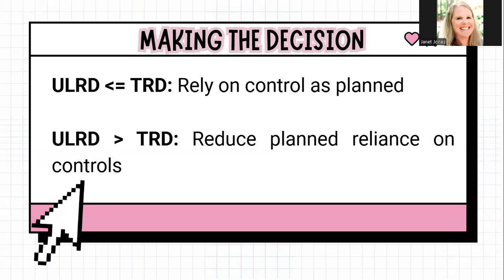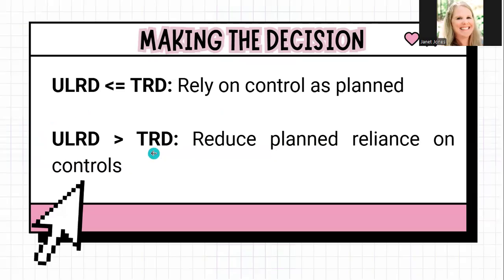However, when I run my control tests, I could come up with a situation where that upper limit rate of deviation is greater than my tolerable rate of deviation. So I choose my sample. I'm finding a lot of unauthorized purchases. So I think that it's more like 10% is my upper limit rate of deviation, and only about 90% of those purchases are actually authorized.